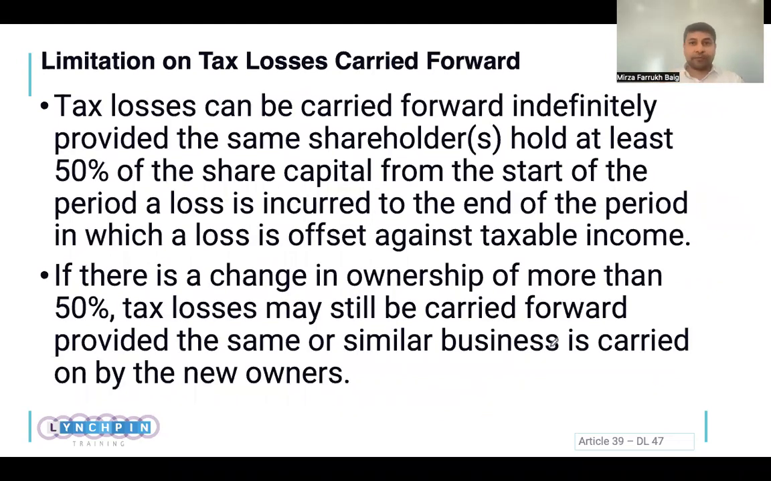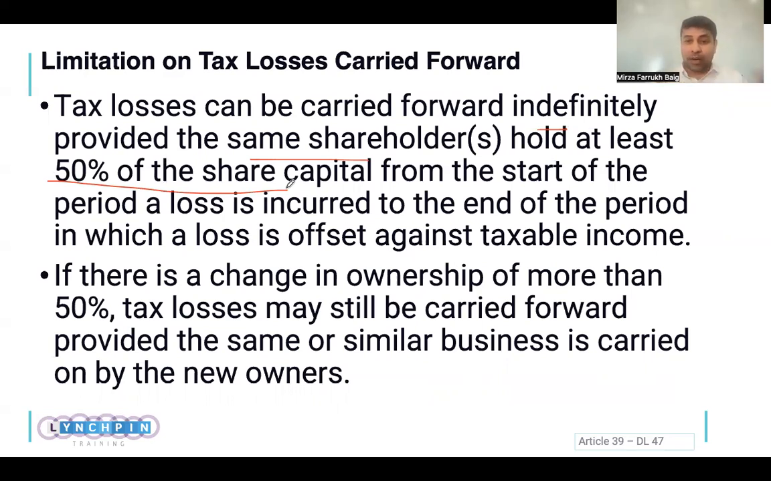Now, tax losses. When I'm transferring, there is a caveat here: I can only carry forward it indefinitely if the same shareholders hold at least 50% of the share capital from the start of the year in which the tax loss is incurred.